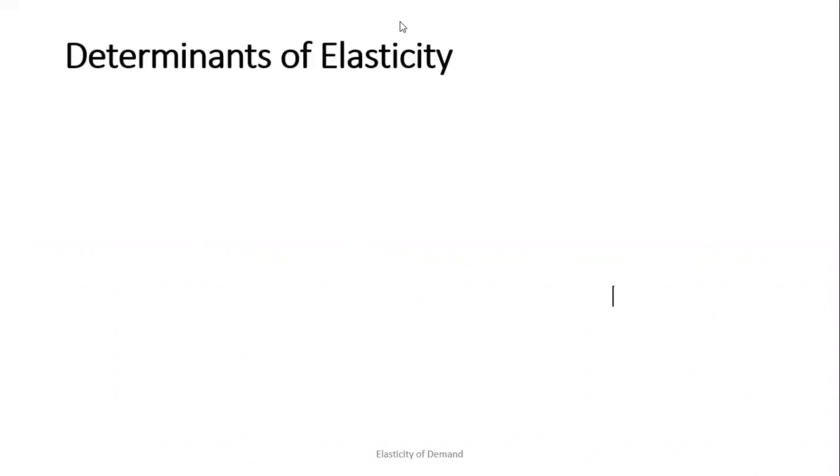Next, we discuss some important determinants of elasticity. The value of elasticity of demand, that is, being greater than 1, equal to 1, or less than 1, depends on so many factors. Some of these factors are the number of substitutes. If a product is produced by too many firms, the consumer can enjoy a number of substitutes.